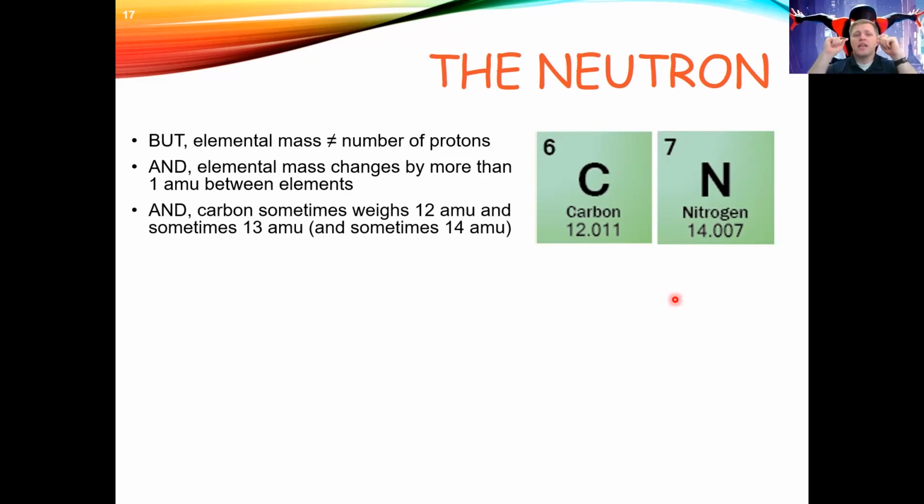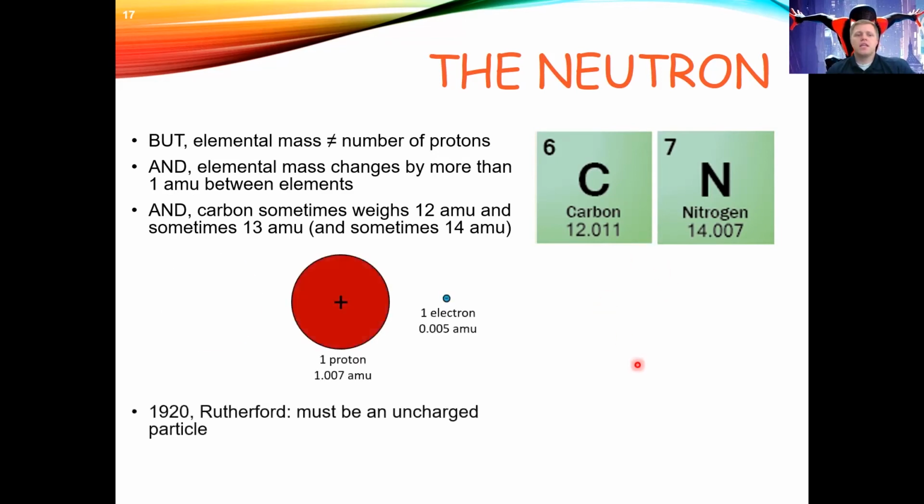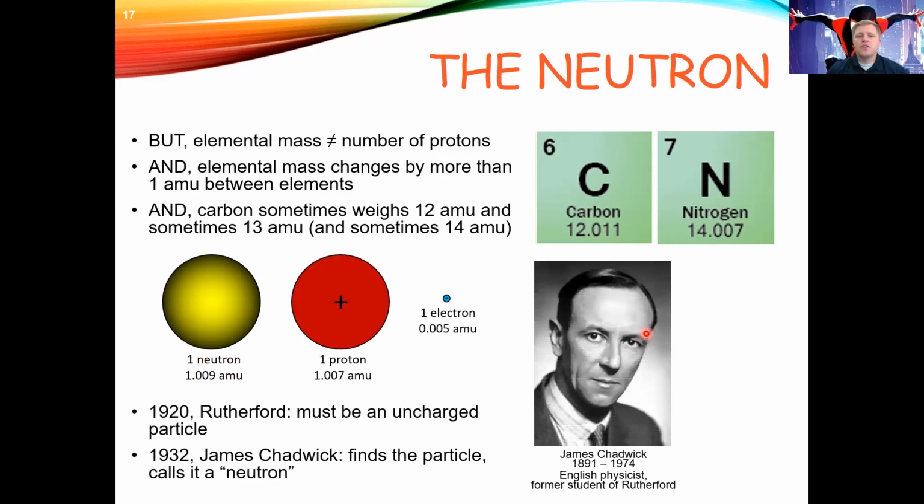Now, I'm not saying that carbon's mass shifts. I'm saying that there is some carbon that weighs 12 and there's some carbon that weighs 13. And almost all carbon that exists in the universe is a mixture of carbon-12 and carbon-13. And in 1920, Rutherford said we have to have some uncharged particle. And in 1932, one of his former students, James Chadwick, finally found this neutral species, and he dubbed it the neutron.